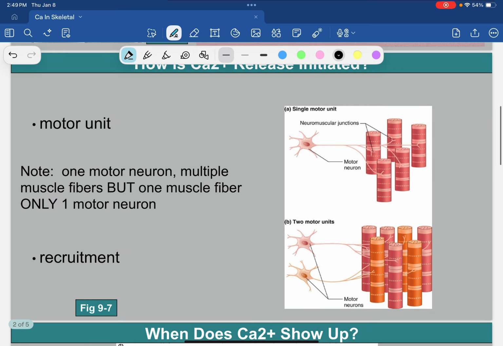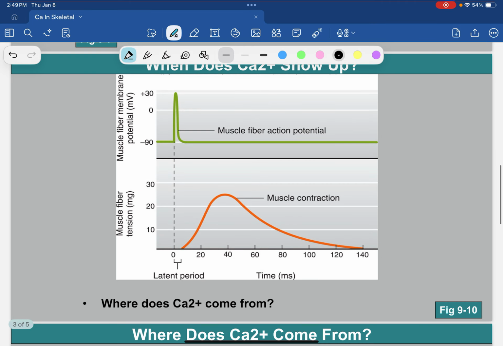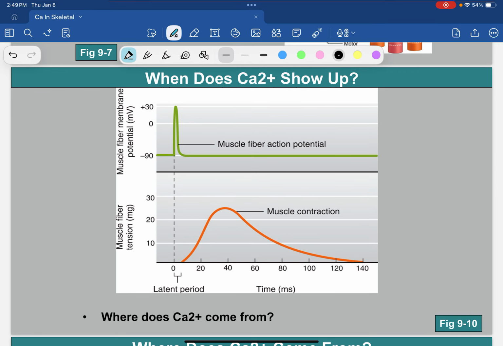Okay, before we get started, I just want to point out that one motor neuron innervates multiple muscle fibers, but one muscle fiber can only have one motor neuron. So moving down to our calcium specifically.